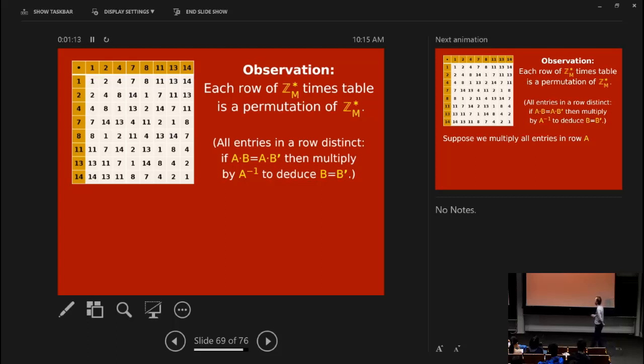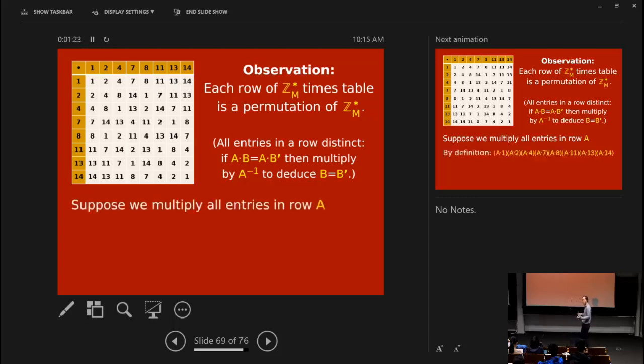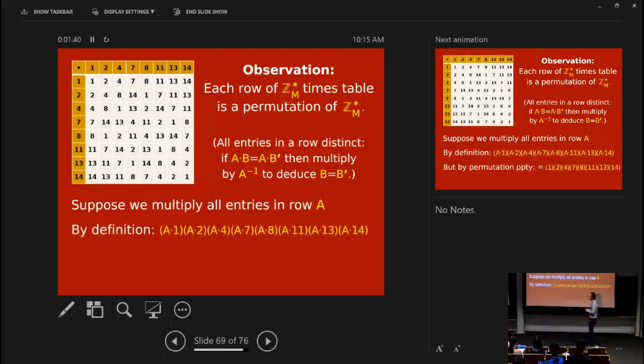Okay, now let me show you a little trick. It's a nice fact. Now that we know each row contains a copy of all the basic elements of Z_m star, just in a different order, this is an interesting trick. Let's pick your favorite row. Our favorite row is row 7. So let's take row 7 and multiply all of its entries together. By definition, what are the entries in row 7? This is 7 times 1, 7 times 2, 7 times 3, 7 times 4, up to 7 times 14.